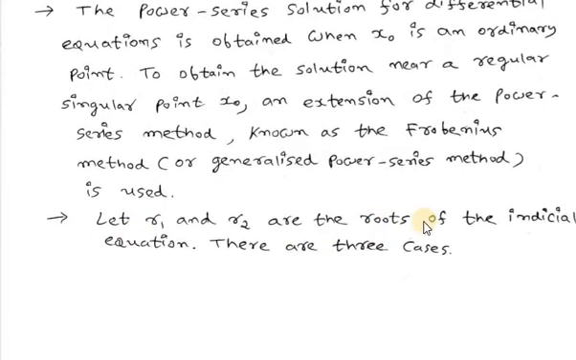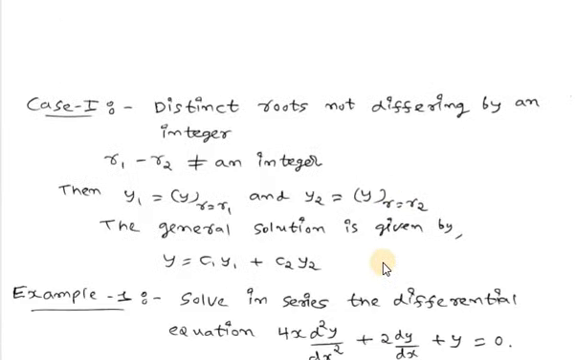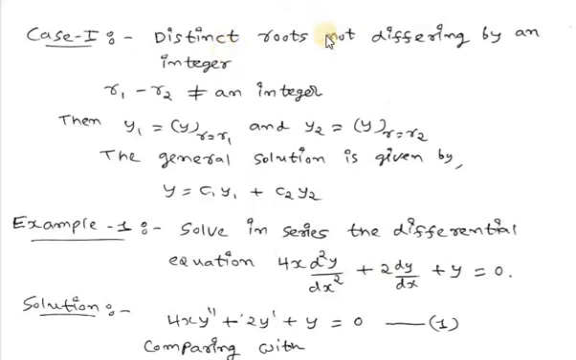So let R1 and R2 be the roots of the indicial equation. Now what is the indicial equation? I will make you understand this with the help of one example. So we have total three cases. Case number 1, distinct roots not differing by an integer. We have three cases based on values of R1 and R2.